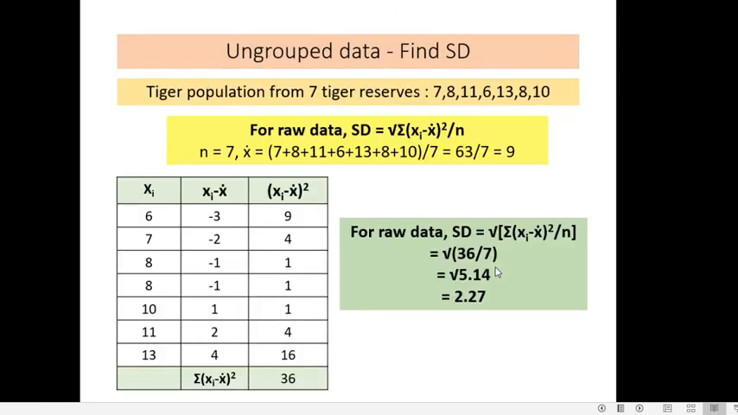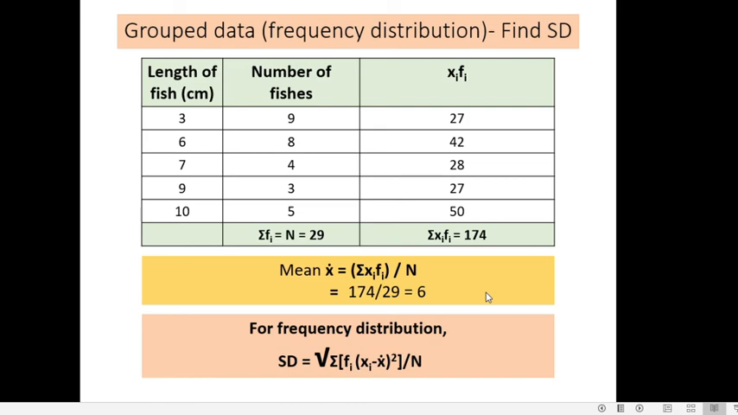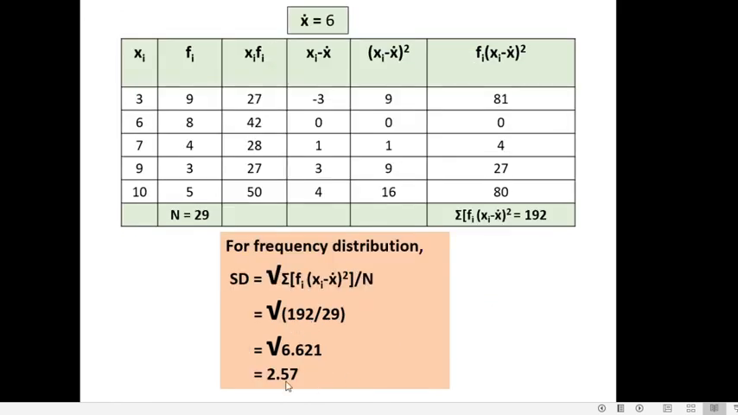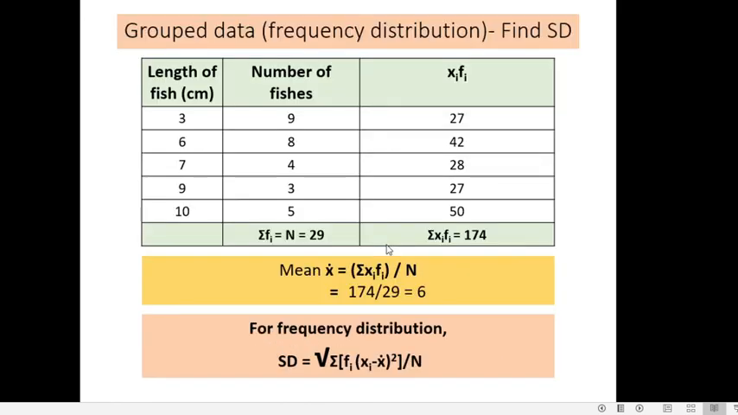So, in the previous example, we got 9 plus or minus 2.27, and in the next one we got 6 plus or minus 2.57. So, in fact, this is showing a higher SD compared to the mean. That means the values are spread out into a wider range. So, that is all about the calculation of standard deviation for raw data and data given as a frequency distribution.